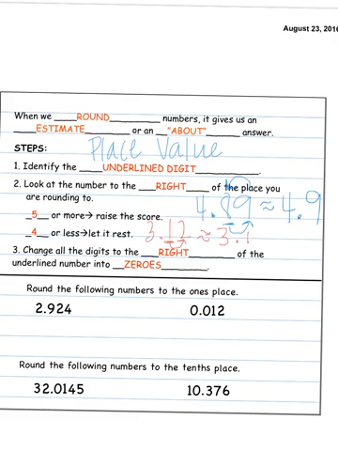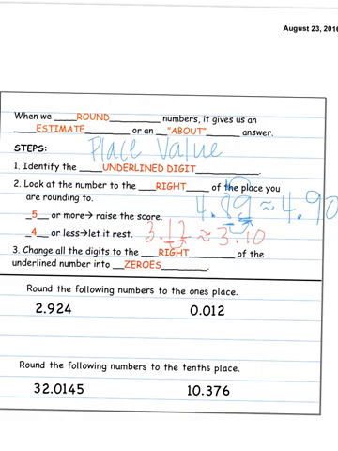Step 3 says change all the digits to the right of the underlined number into zeros. So that's just saying where this 9 was on top here, we would just fill it in with a 0. And where this 2 was, we just fill it in with a 0.